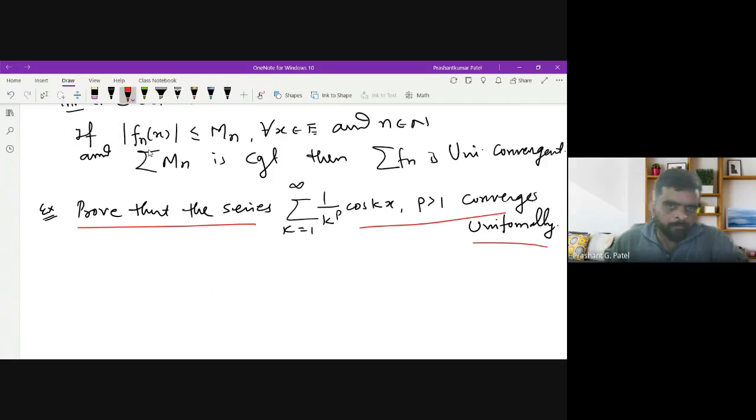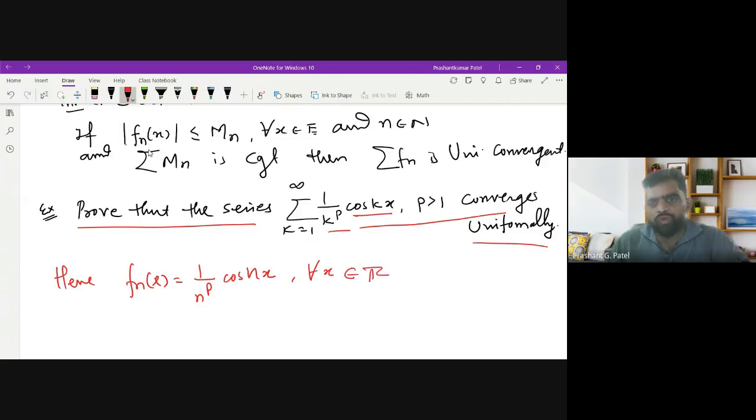As per this, Fn of x is actually 1 over n power p cos nx. This is your Fn. Here the index is k, so if you want, you can write fk, then also it's fine. For every x in R, because there is no domain given, this function is valid for any value of x in R, and your value of p is greater than 1. This is given. And for every n in N, this is true.